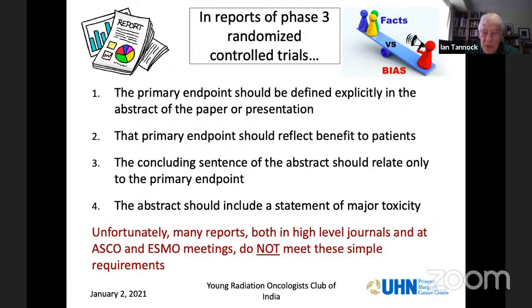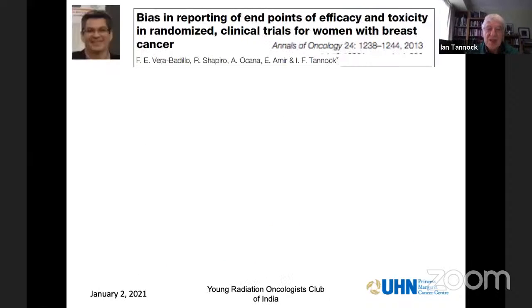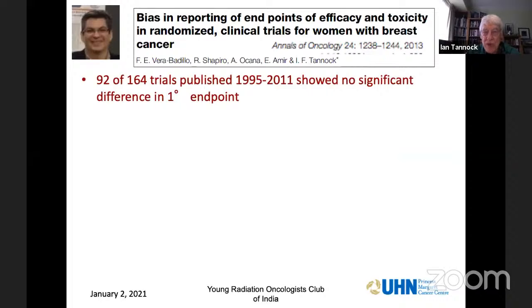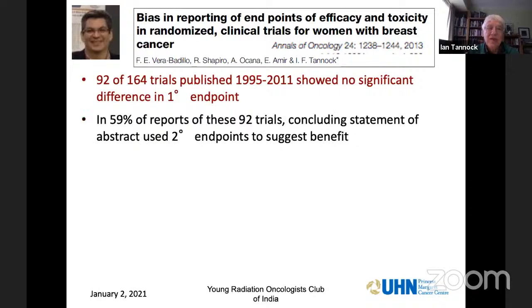And unfortunately, many reports, both in high-level journals and at meetings like ASCO and ESMO, and I'm sure at ASTRO and ESTRO as well, do not meet these simple guidelines. This is another of my former fellows, Paco Virabadillo, who's Mexican but has stayed in Canada. He looked at breast cancer trials of various types, randomized trials, published between 1995 and 2011. And there were 164 randomized trials for breast cancer in that period that had more than 200 patients. And about 2/3 of them were actually negative. So about 1/3 were positive for their primary endpoint.